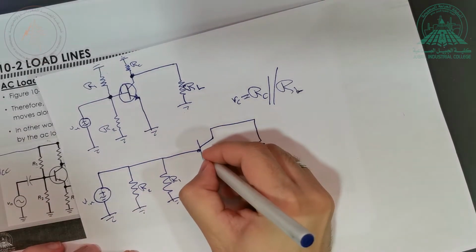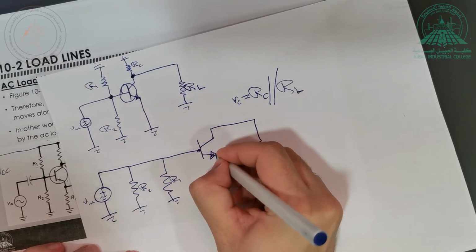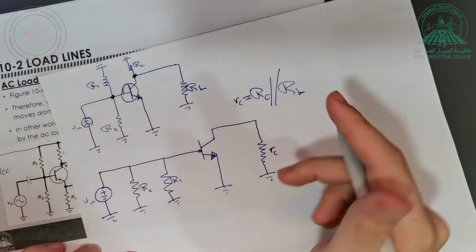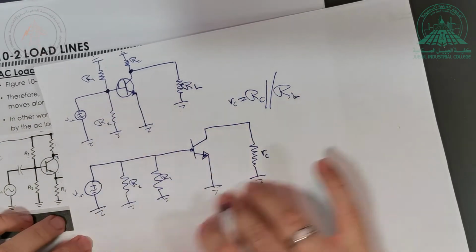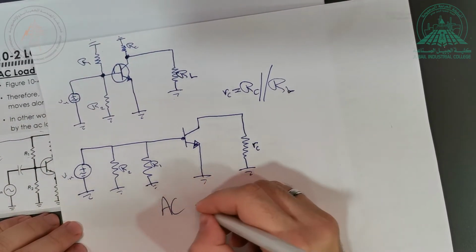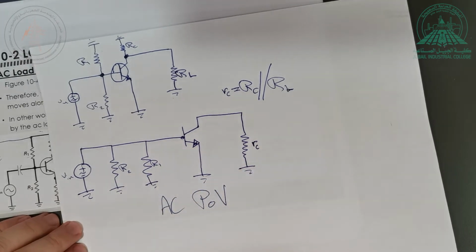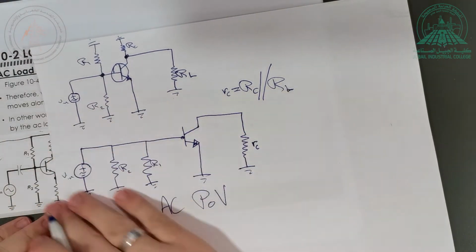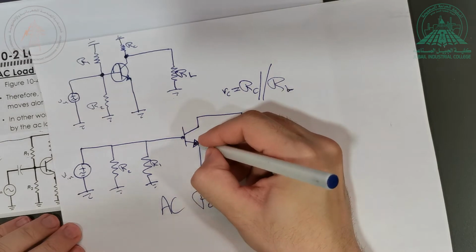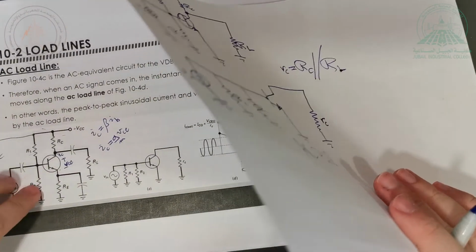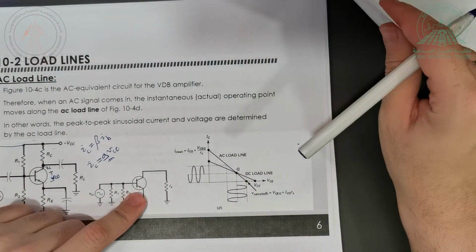And how about from this side, from the emitter? The emitter is already connected to the ground, nothing, because RE has been shorted out. So this is the circuit from an AC point of view. This is how the circuit looks from an AC point of view.